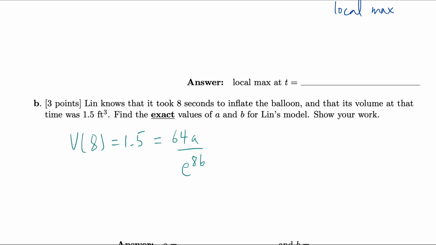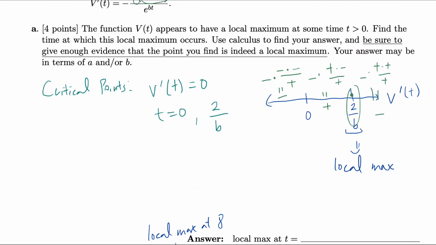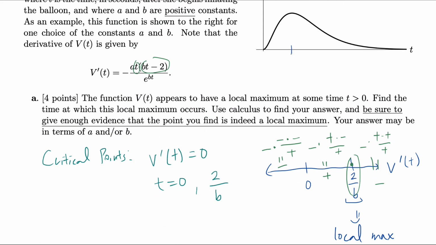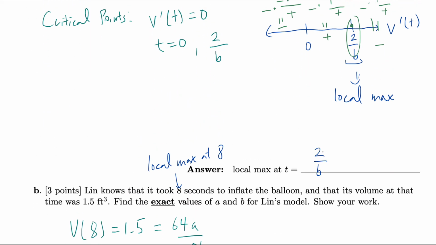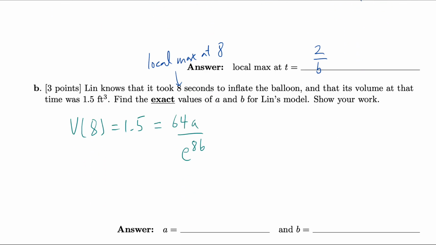And now here's the key observation. It took 8 seconds to inflate the balloon, so the local max is happening at 8. Because if you go back up to this picture, you inflate the balloon until 8 seconds, and then the balloon starts deflating after that. So you know the local maximum is happening at 8 seconds, and we know from the previous part, I guess I forgot to write it, it should be 2 over b here. We know the local maximum is happening at 2 over b, so we know 8 is 2 over b.